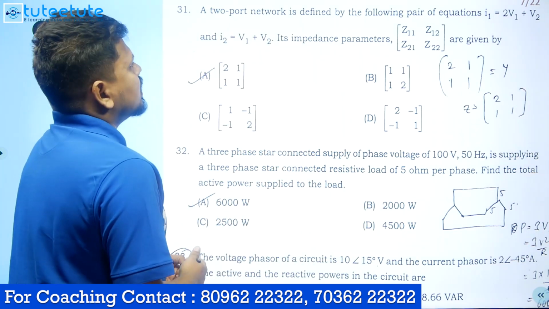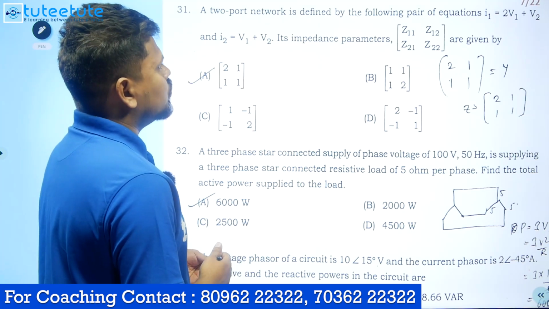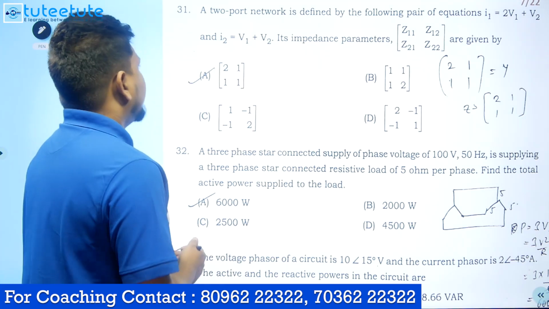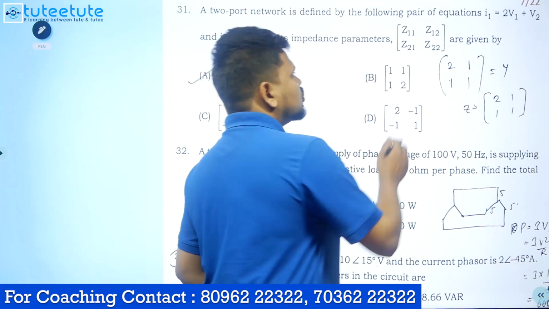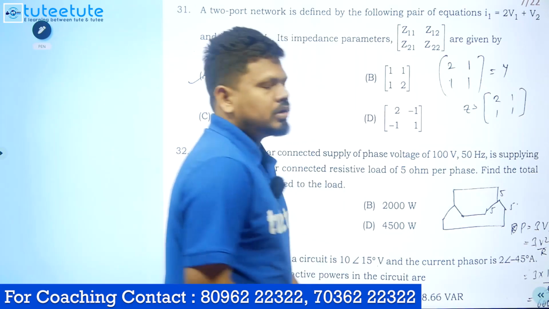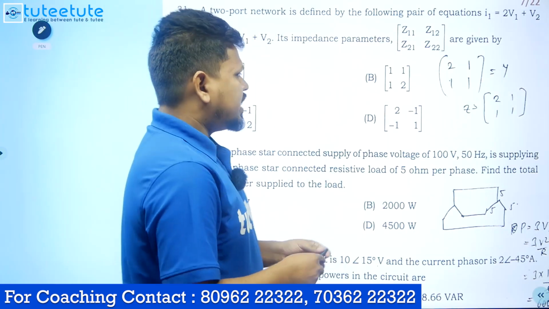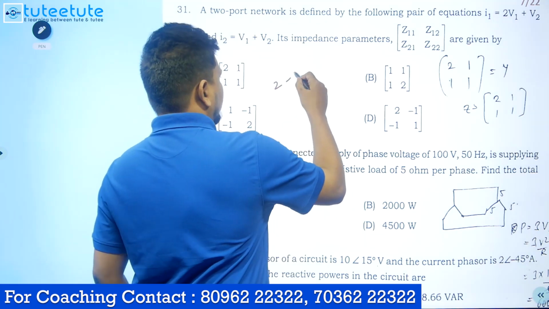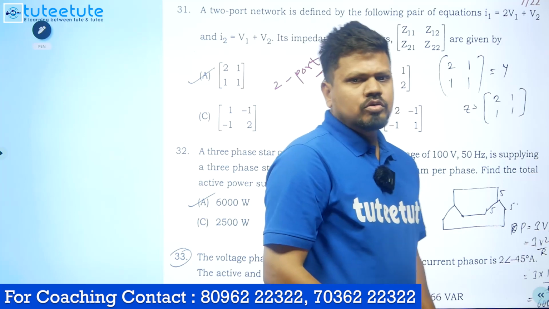A two-port network is defined by the following pair of equations: I1 equal to 2V1 plus V2 and I2 equal to V1 plus V2. The impedance parameters Z11, Z12, Z21, Z22 are given by. They have given the equations and they are asking some parameters. Directly it is a question from the two-port network. You see what we have to do here.